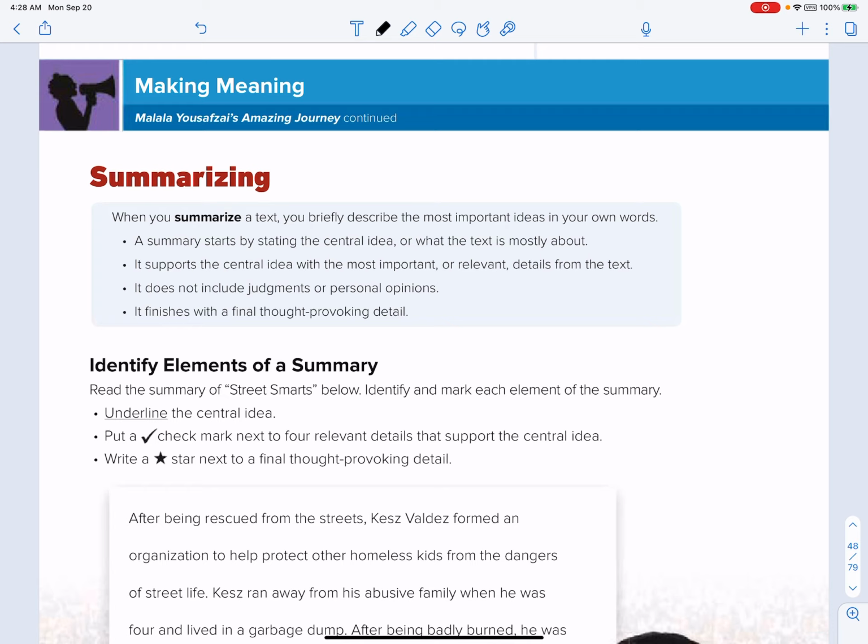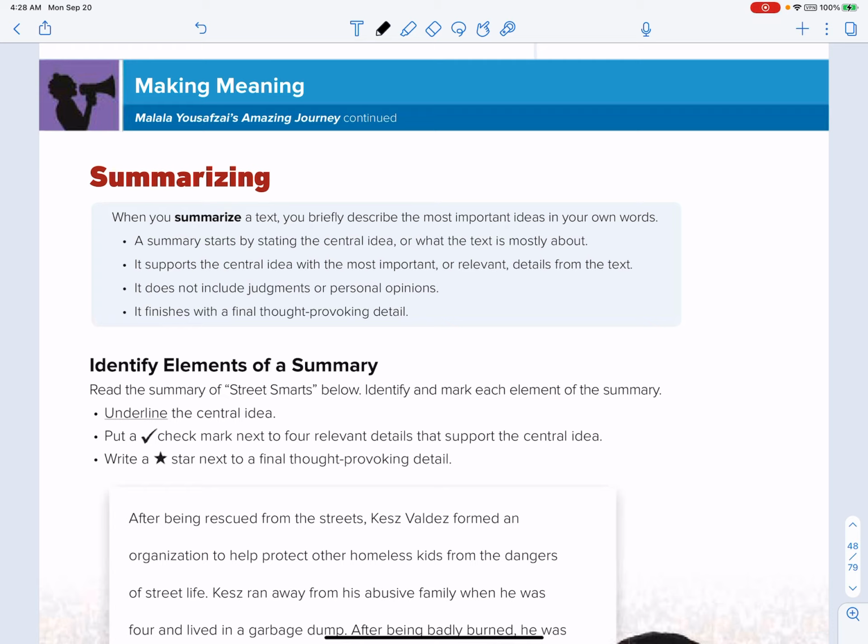So, summarize. When you summarize a text, you briefly describe the most important ideas in your own words. A summary starts by stating the central idea, or what the text is mostly about. It supports the central idea with the most important or relevant details from the text. It does not include judgments or personal opinions. It finishes with the final thought-provoking detail.